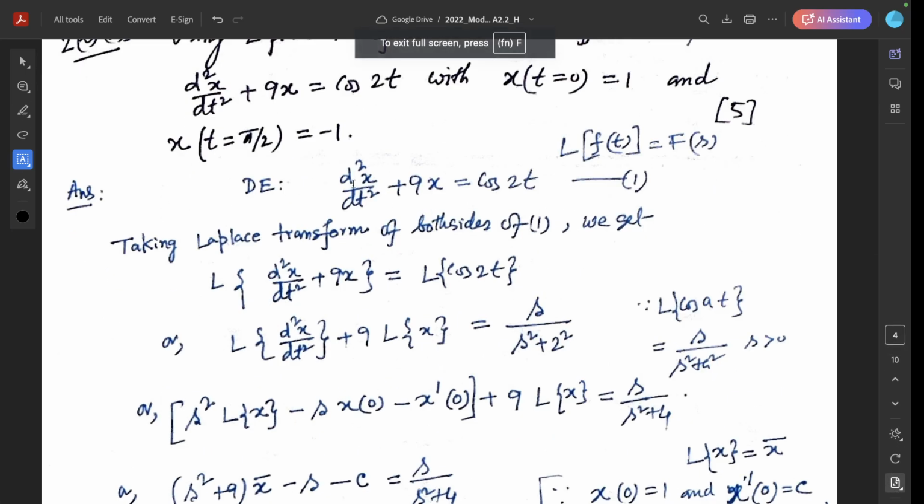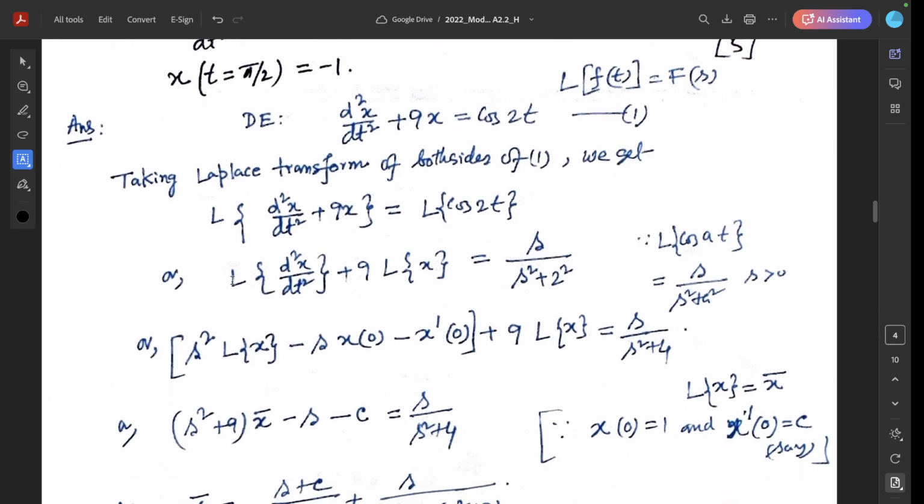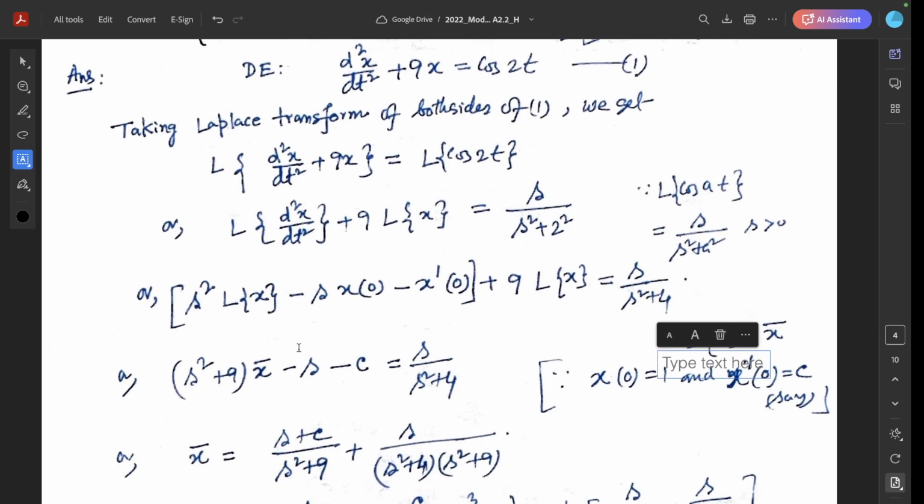So the given differential equation is this. Taking the Laplace transform of both sides of 1, we get L of d2x/dt² plus 9 L of x equal to s by s square plus 2 square. So L of d2x/dt² equal to s square Lx minus s x0 minus x dash 0, plus 9 Lx equal to s by s square plus 4.